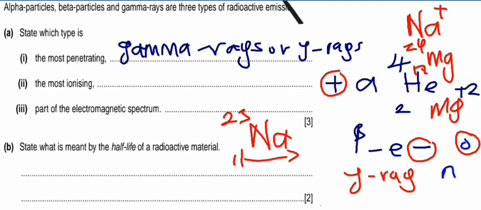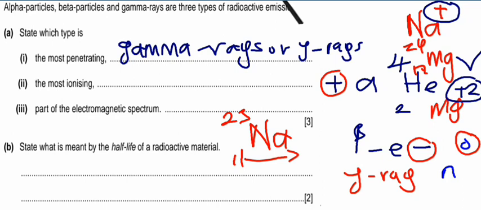Now I want you to understand one thing here. Which one is most ionizing between sodium ion or magnesium ion? It is magnesium ion, okay? Why are we saying magnesium ion? This is because it is losing more electrons than sodium, right?